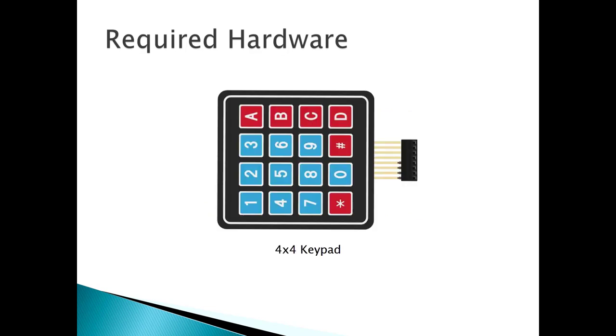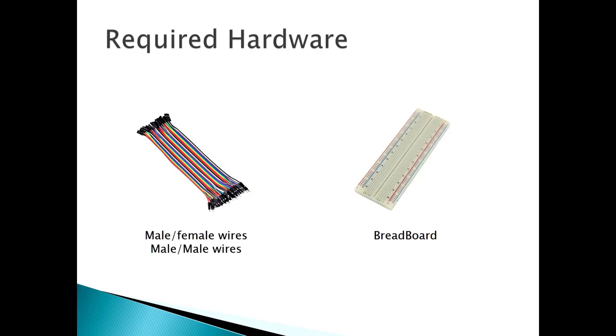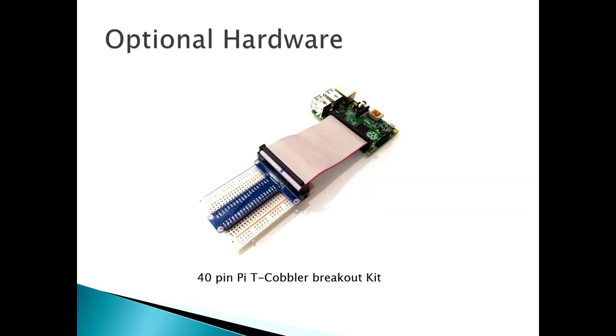We're gonna need also a 4x4 keypad and an RFID RC522 chip. And also we're gonna need some male-female wires and male-male wires, and also a breadboard. And as an optional hardware, we're gonna need a 14-pin Pi coupler breakout kit.